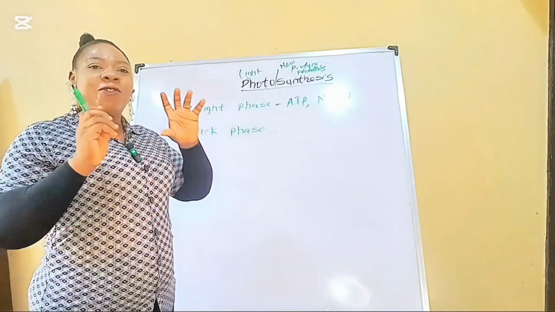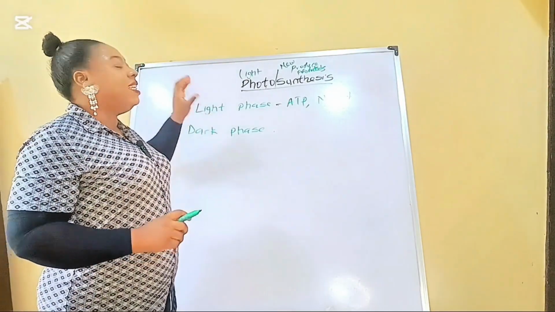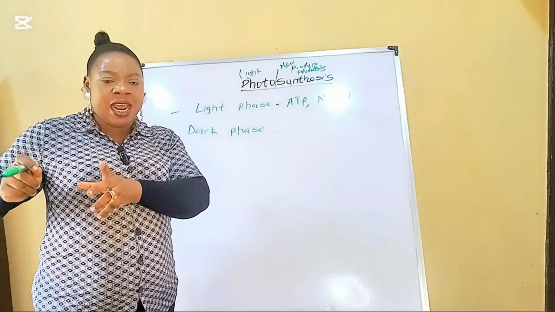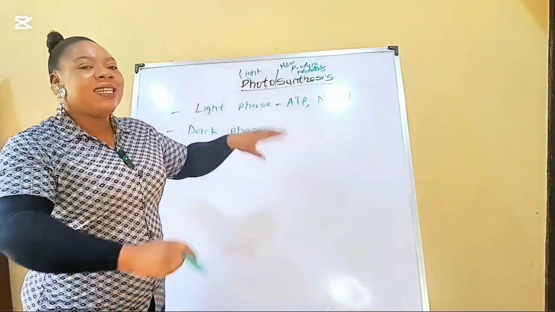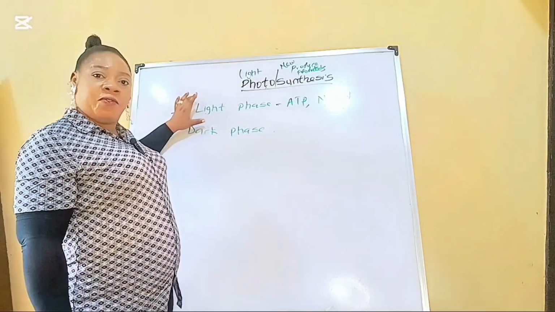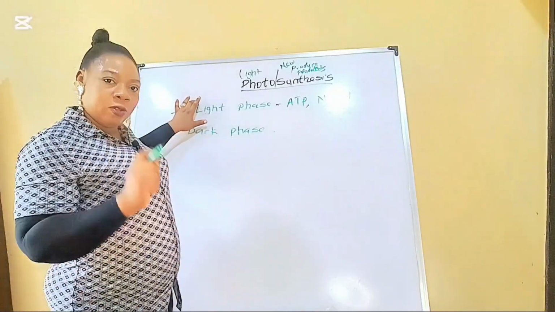Now, let us focus mainly on the electron transport chain and the oxidative phosphorylation that happen in the light phase of photosynthesis.